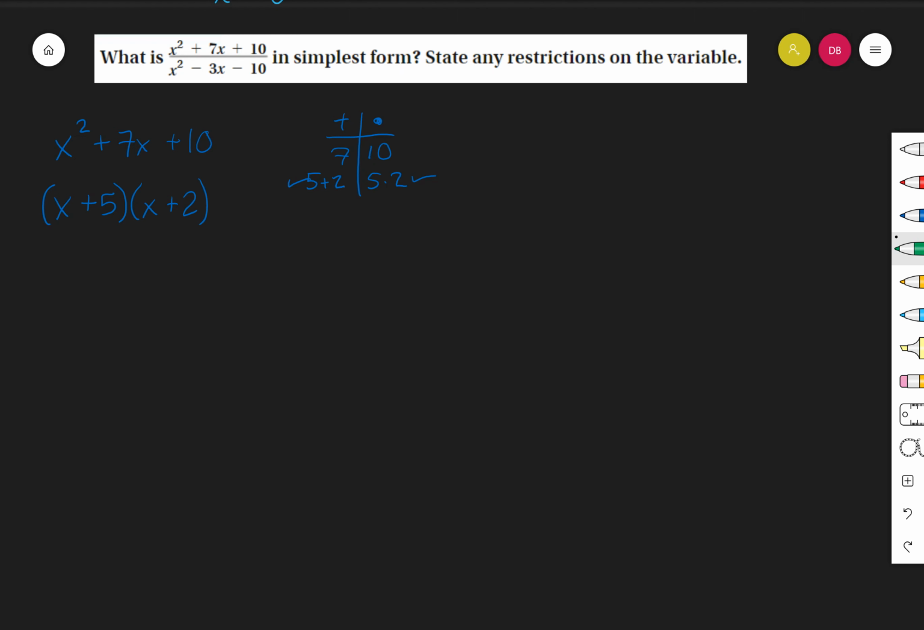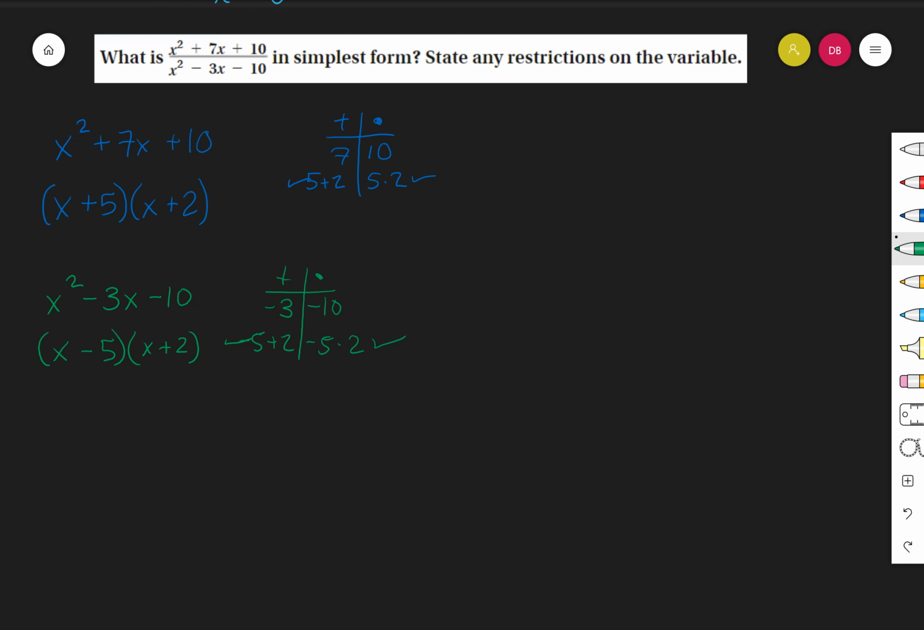We also need to factor the denominator. So we'll have x squared minus 3x minus 10. Set up our table for this one. Looking for something that adds to be negative 3 and multiplies to be negative 10. That's also 5 and 2, but this time the 5 has to be negative, right? Because the 3 is negative and the 10 is negative, so negative 5 plus 2, negative 5 times 2. And this is a review, that's why I'm going through this so quickly. This will be x minus 5, and this will be x plus 2.